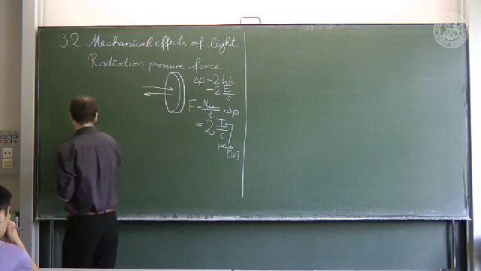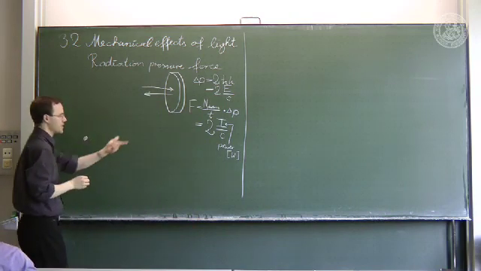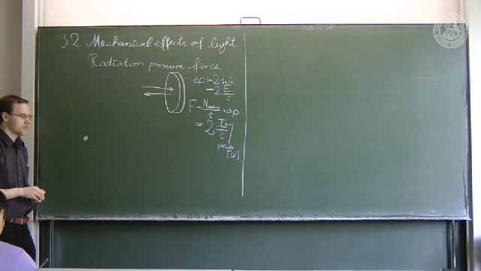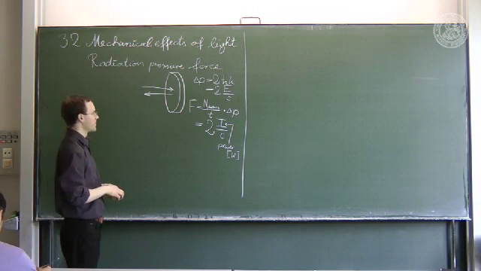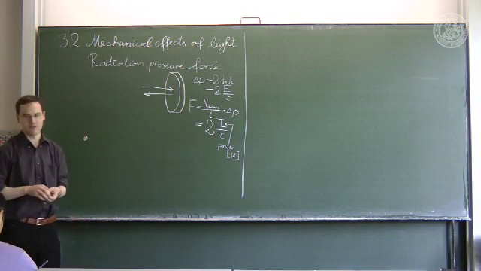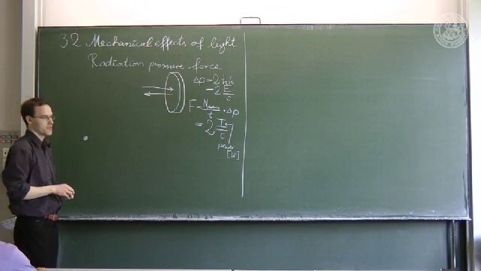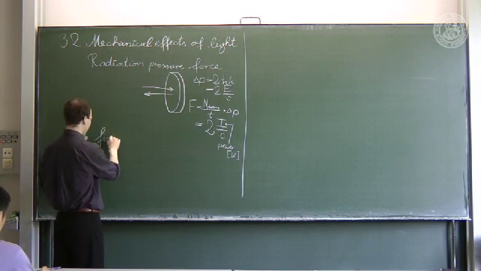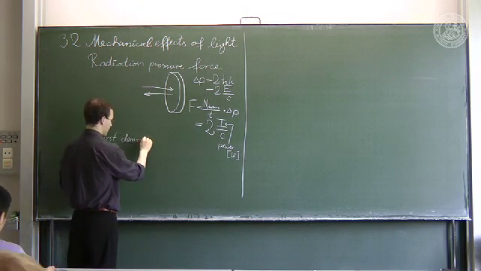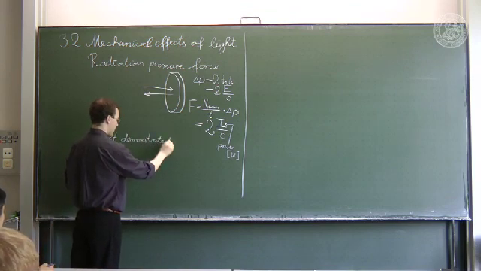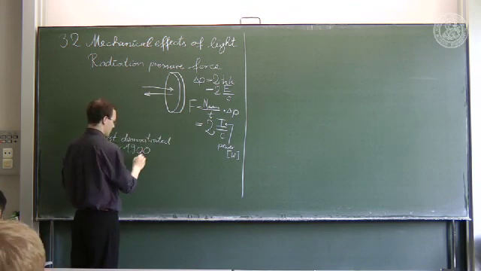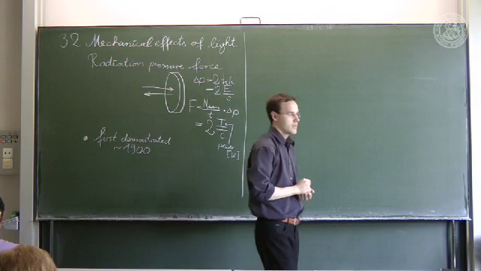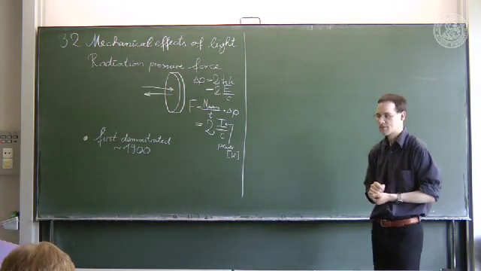Now, numerically, this was predicted by Maxwell in the 19th century, but it turned out to be quite difficult to measure this tiny force unambiguously. And this was first achieved about 100 years ago. So that was achieved independently at Dartmouth College in the US by Nichols et al. And at Moscow by Lebedev.